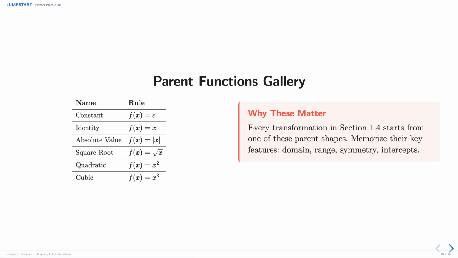The key parent functions you should know include the constant function, the identity function, the absolute value function, the square root function, the quadratic function, and the cubic function. Memorizing their key features, such as domain, range, symmetry, and intercepts, is essential as all transformations in the next section will start from these parent shapes.